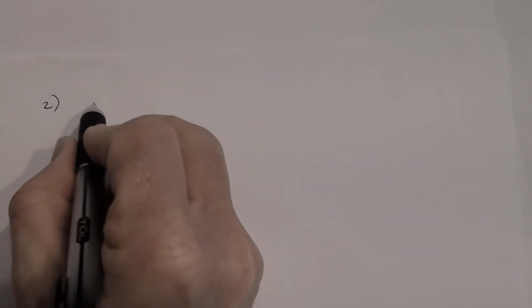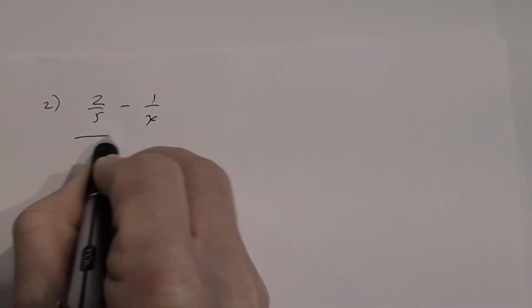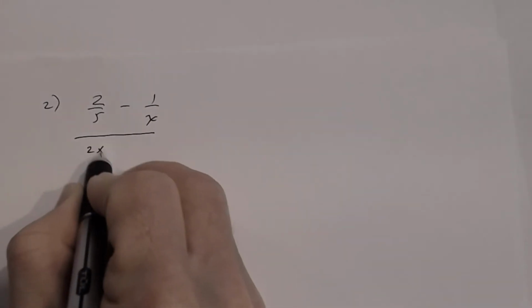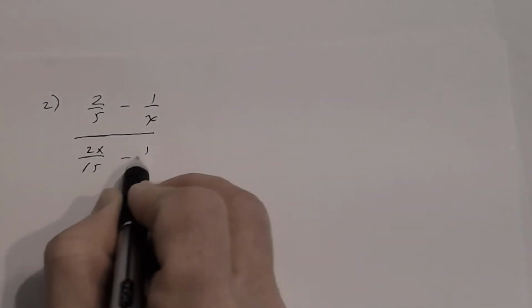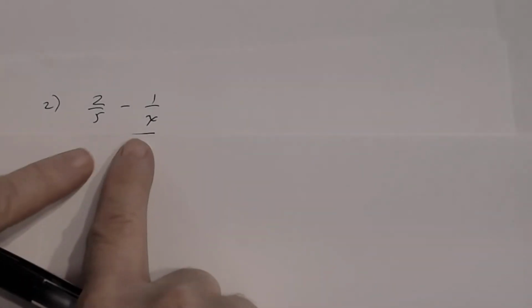So let's see real quick. All right, so let's do one with a variable in the denominator. So I have 2/5 minus 1/x, divided by 2x/15 minus 1/3. All right. Okay, so don't let that throw you off. You know how to deal with this because you've had enough experience to be able to simplify these two rational expressions into one, and then do the same thing with these.